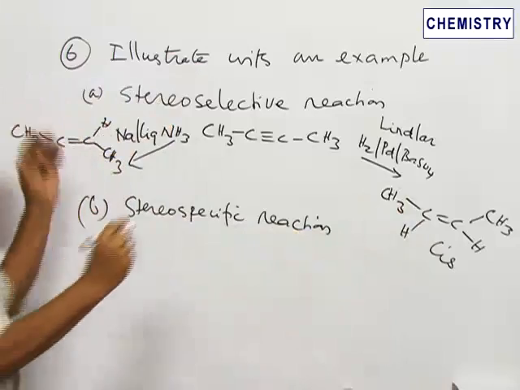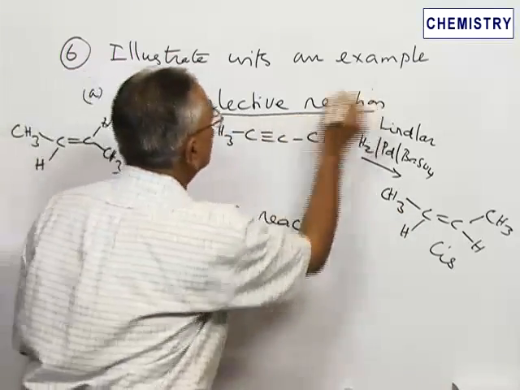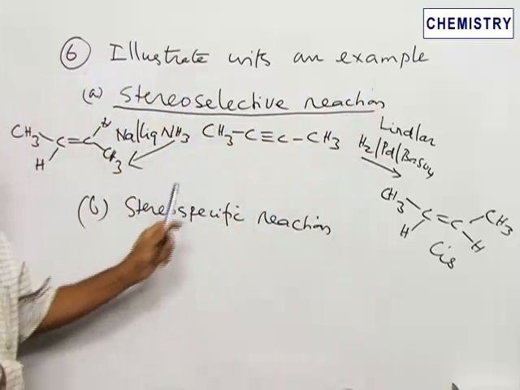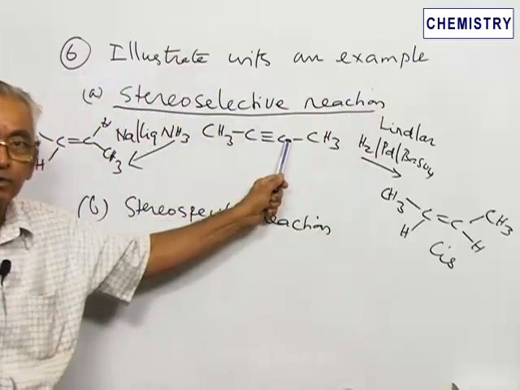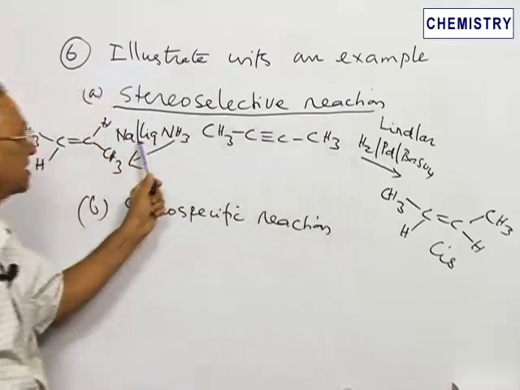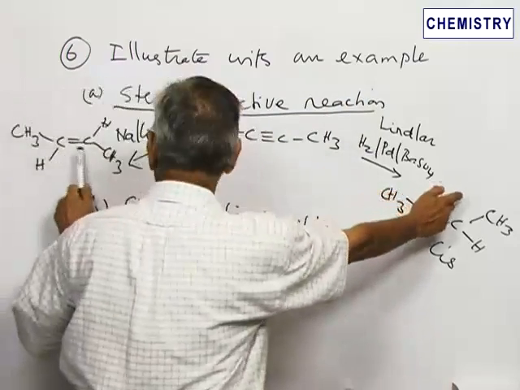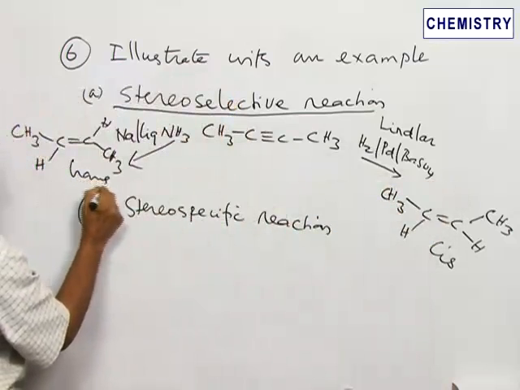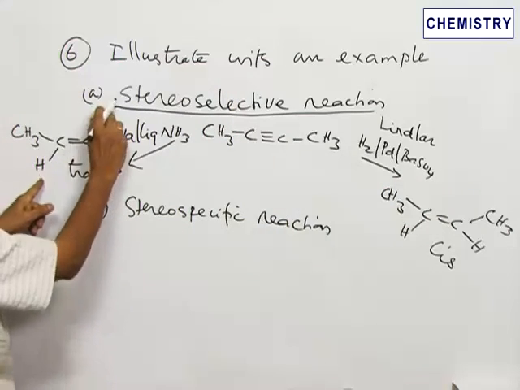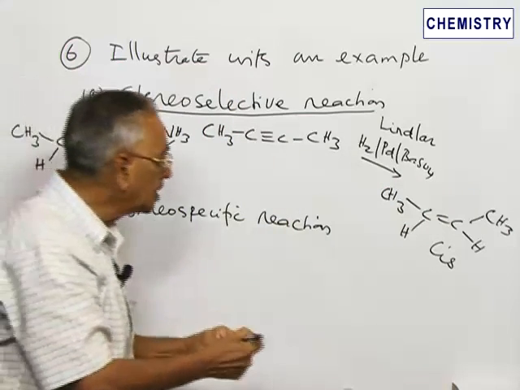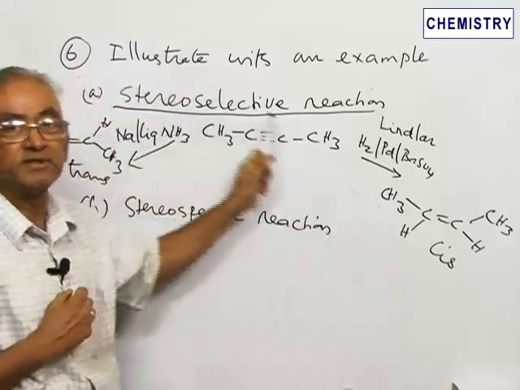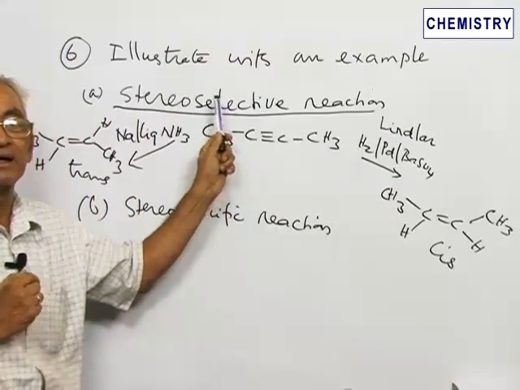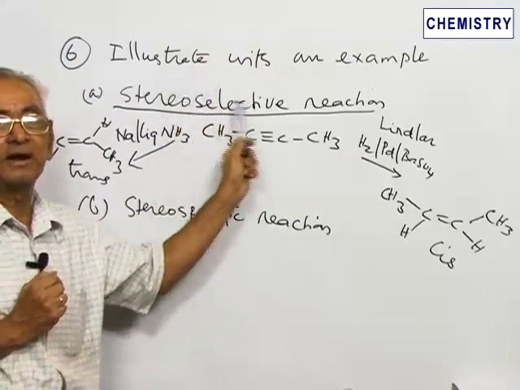This is a classical and typical example of what is known as a stereoselective reaction. A stereoselective reaction is one in which the same starting material is used, two different reagents are used and two different isomeric products are obtained. These were isomers. This is cis and this is actually trans. Trans is one in which the two similar groups are on the opposite side. So two different stereochemical products are obtained from the same starting material using two different reagents. This is referred to as a stereoselective reaction.